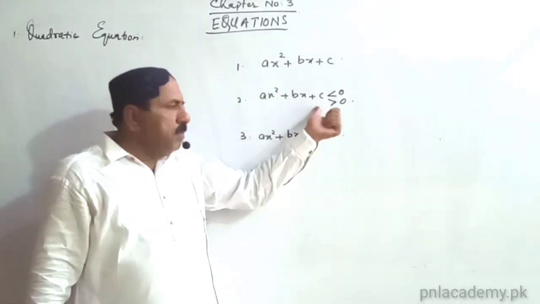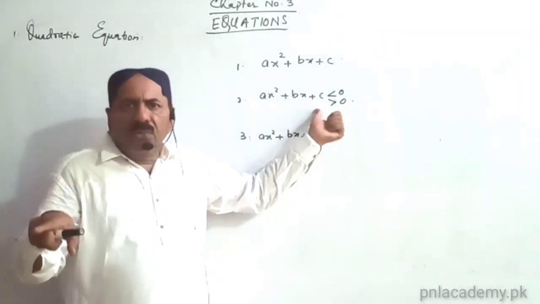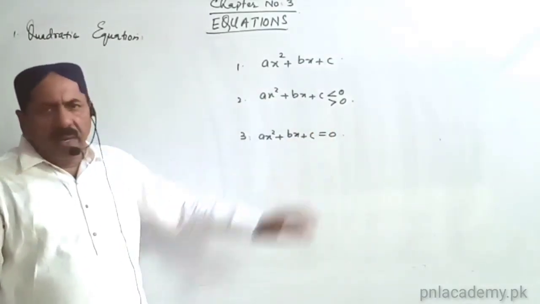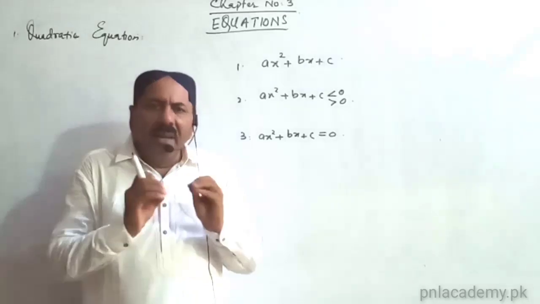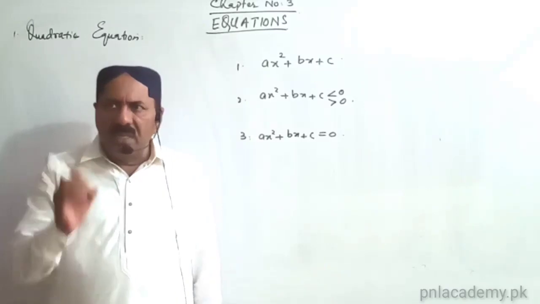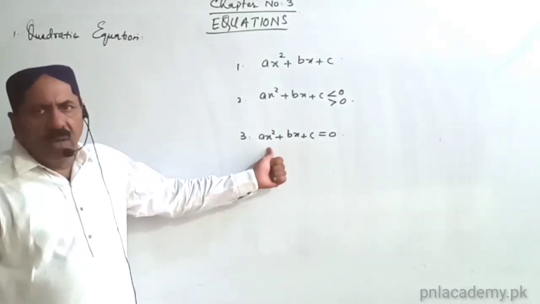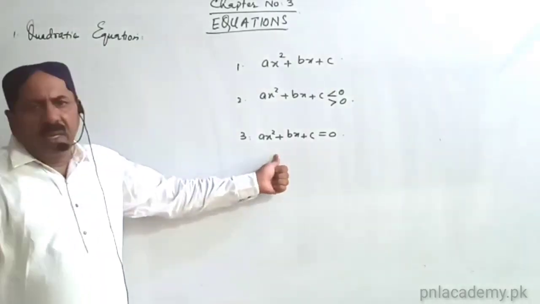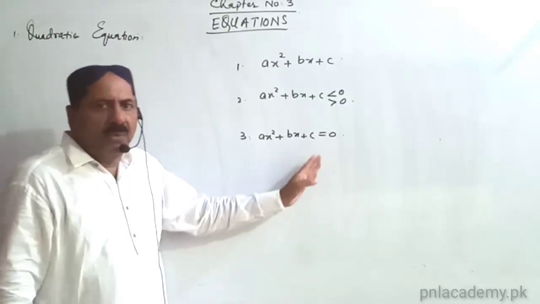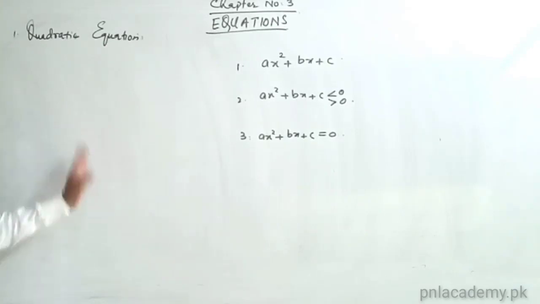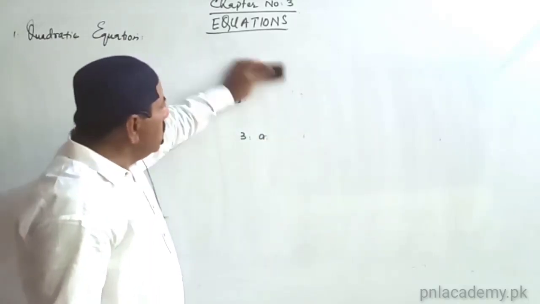Ax square plus bx plus c, the relation is of less than 0 or greater than 0. If it keeps no kind of equality between the two sides, it means it's an inequation. Ax square plus bx plus c is equal to 0. Where the mathematical expression shows the relation of equality with another side, this is called an equation. So here the discussion is of quadratic equation.